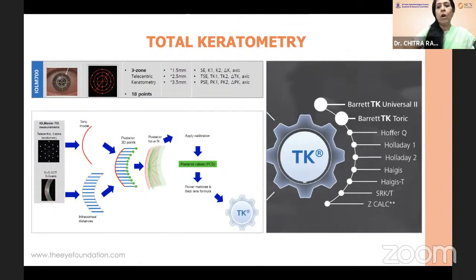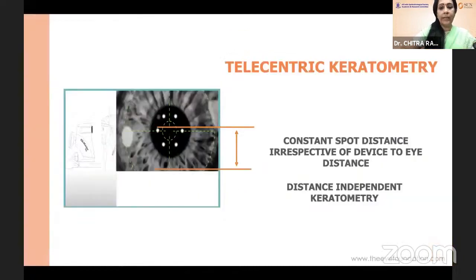Now, this can be incorporated in the Barrett's Universal 2 and gets called as Barrett TK Universal, in Barrett Toric, and gets called as Barrett TK Toric, and more. But then, if this total keratometry gets incorporated in the other formulas, we need to remember the other formulas have also derived some kind of a mathematical calculation to estimate the posterior corneal astigmatism. And we should beware that if we do this, we might end up overcorrecting it.